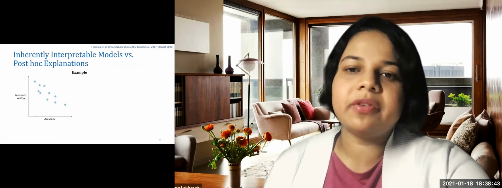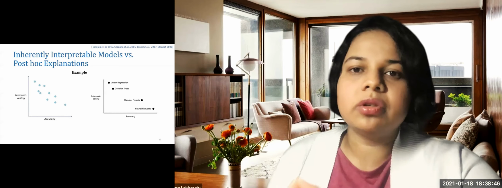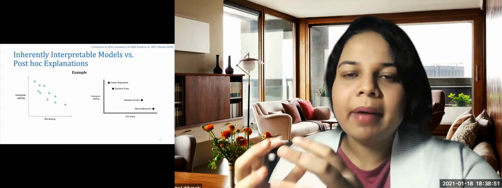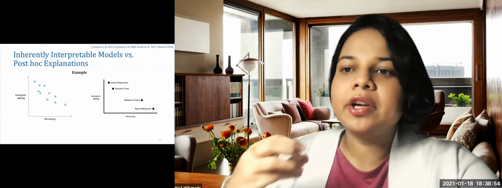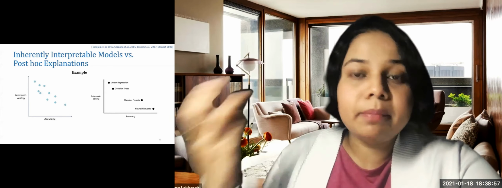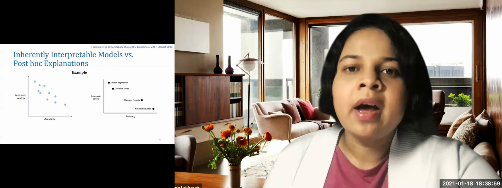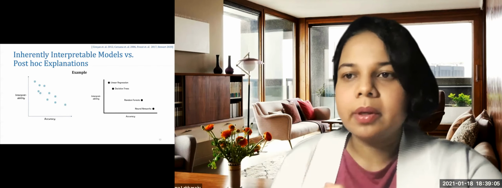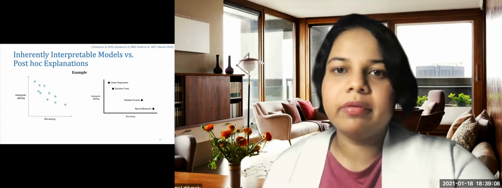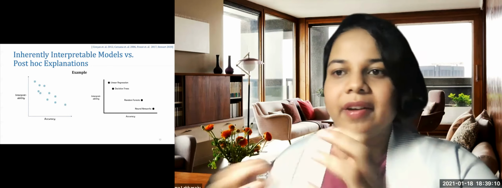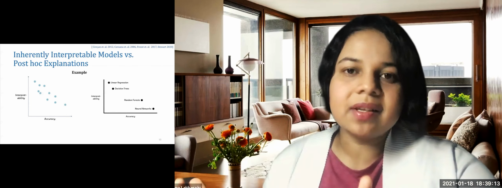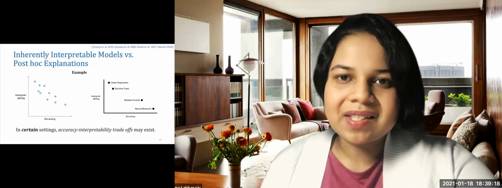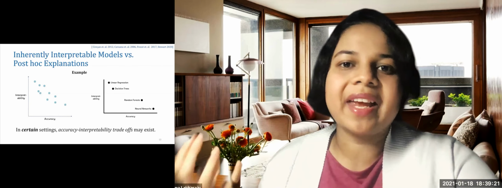So what we observe is, for example, models like linear regression or decision trees, which are often referred to as simpler models, might have a poor accuracy compared to complex models like deep neural networks or random forests, which might be providing a higher accuracy, right? So in this case, if you're going for interpretable models, you're sacrificing accuracy. If you're going for complex models, you're accurate, but you're sacrificing interpretability. Okay, so in certain settings, these kinds of trade-offs may exist. And when these trade-offs exist, you might want to go for post hoc explanations.